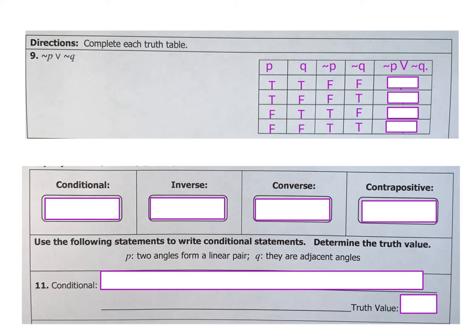So in the first one, false, false. That means that whole thing is false. False, true. That whole thing is true because one of them is. Same thing for the next one. And then, of course, if they're both true, it is also true.